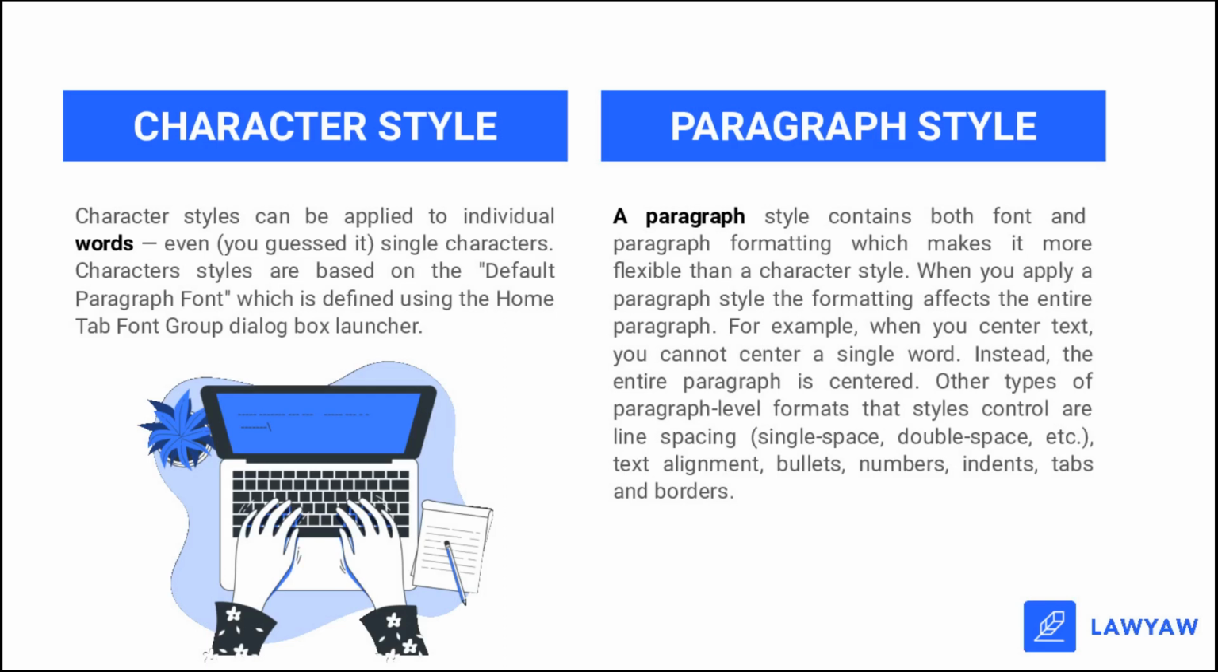A paragraph style contains both font and paragraph formatting, which makes it more flexible than a character style. When you apply a paragraph style, the formatting affects the entire paragraph. For example, when you center text, you cannot center a single word. Instead, the entire paragraph is centered. Other types of paragraph-level formatting that styles control are line spacing, single space, double space, etc., text alignment, bullets, numbers, indents, tabs, and borders.